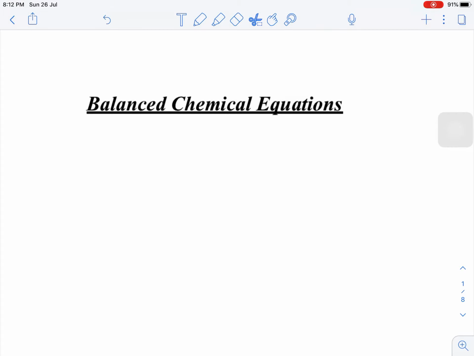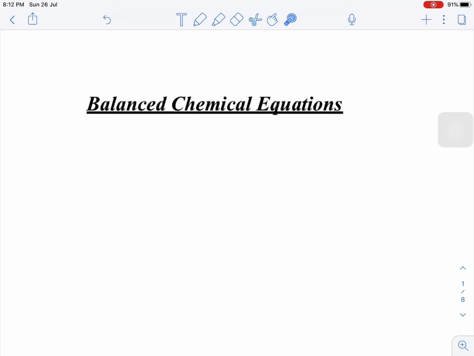So hello everyone, today we are going to learn how to write a balanced chemical equation. We have seen that in a chemical reaction, some substances combine with each other to form a chemical reaction. That reaction can be shown by means of a chemical equation. But these chemical equations need to be balanced. So today we are going to learn how to balance these chemical equations.